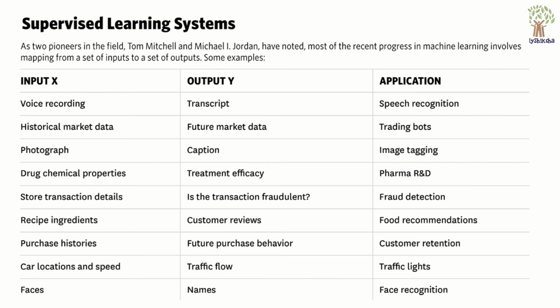Let's look at very generic examples. Two pioneers in the field, Tom Mitchell and Michael I. Jordan, have noted most of the recent progress in machine learning involves mapping from a set of inputs to a set of outputs. So all you're trying to do is, there is input, there is output. How do you map it? How can I find the relationship between the input and the output? Thereby, for any new data that comes in, am I able to use that relationship to find the output? This is the simplest way to define supervised learning systems. And with these examples, you'll be able to understand this in a much better way.